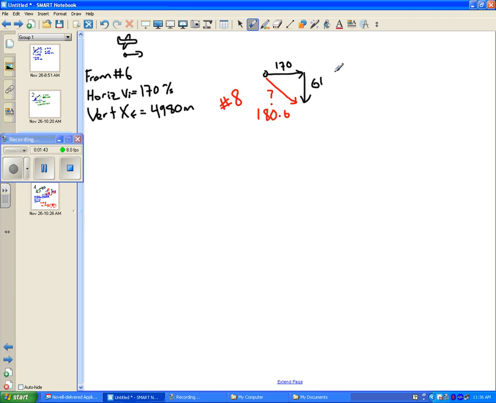Question number 9, we're going to need to use this horizontal VI. So, you set up your list of givens. You have your vertical and your horizontal. Acceleration is 9.8. Acceleration here is 0. VI vertical is now 61, not 0. That's going to make the problem all tougher. VI horizontally is what you're given in question number 6. Mine is 170.